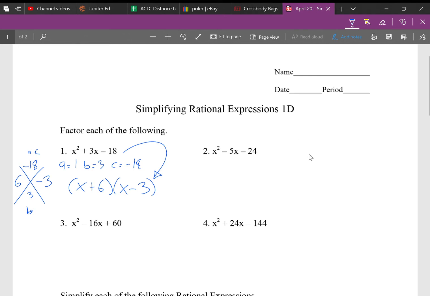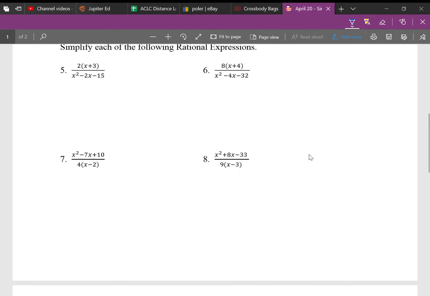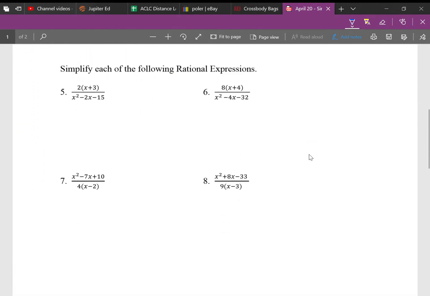Good morning, guys. We are on Simplifying Rational Expressions 1D, and I'm going to go down to problems 5 through 8. And again, this assignment is just like the last one, except we have some negatives here. Let's go ahead and tackle number 5. 5 through 8, the method is the same for all of them.